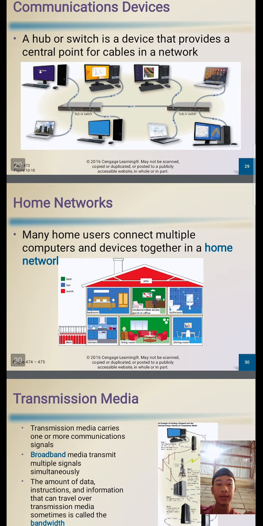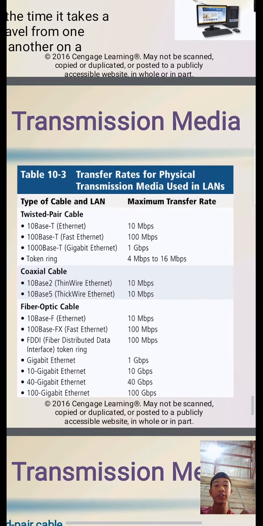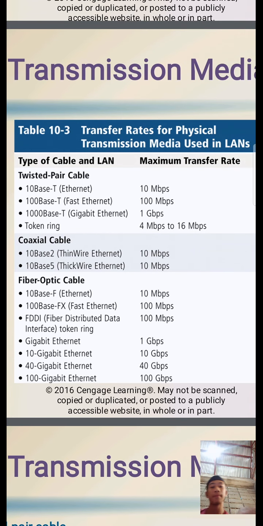So, ito naman. Broadband media transmit multiple signals simultaneously. Sabi niya, the amount of data, instructions, and information that can travel over the transmission media is sometimes called bandwidth. Latency is the time it takes a signal to travel from one location to another on a network. So, ito naman guys, yung type of cable and LAN at yung maximum transfer rate niya. Kita naman natin, di ba guys? Transfer rate.